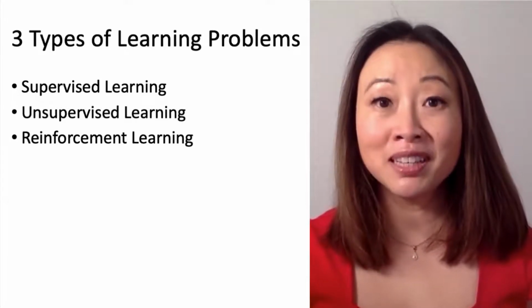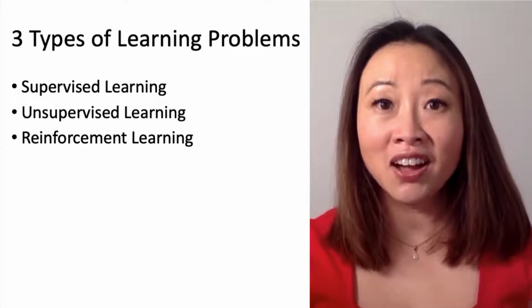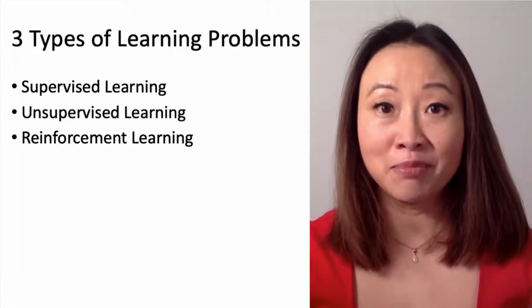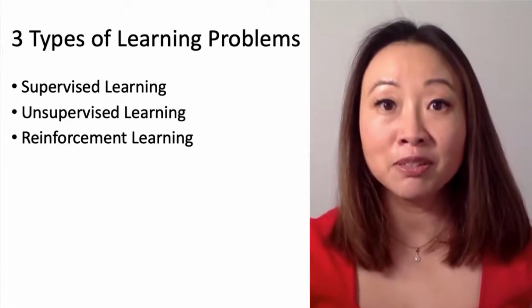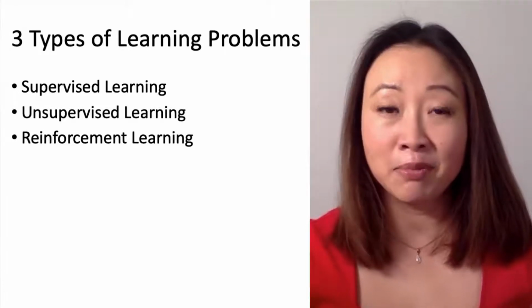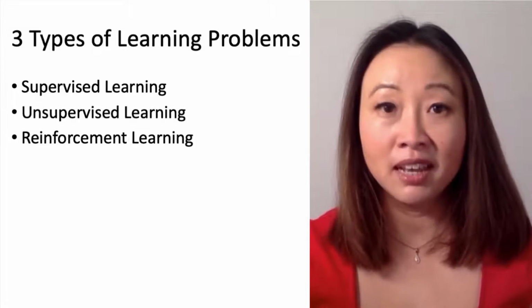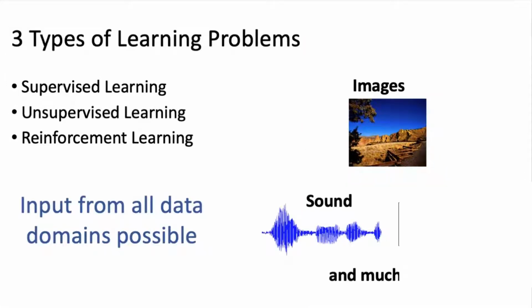The difference between these three types of learning problems is not the type of input data that they can process. All three types of models can process any type of input data in any domain. They can all take images, sound, words, etc. Instead, the difference between these types of models is in the nature of their training data and what information they have about their training examples while they're learning.